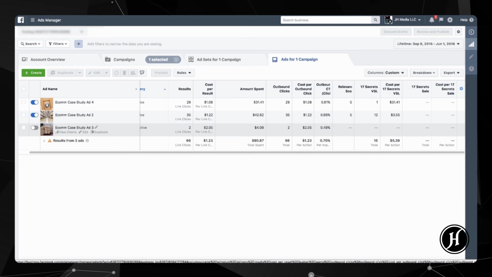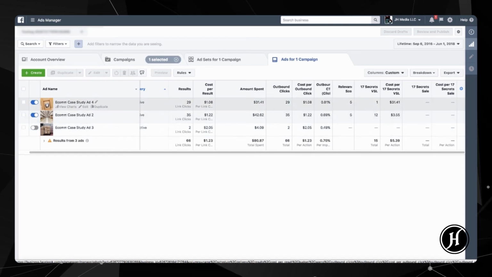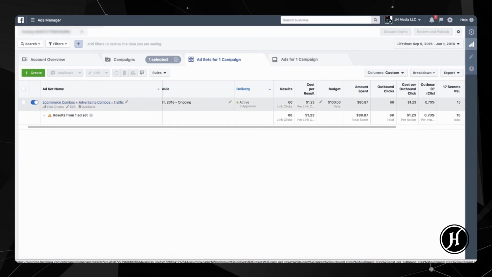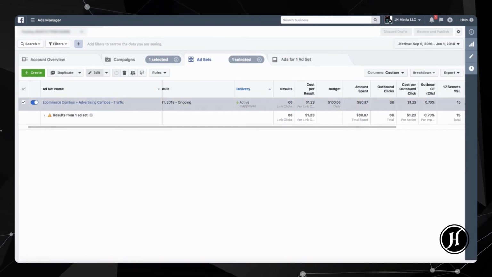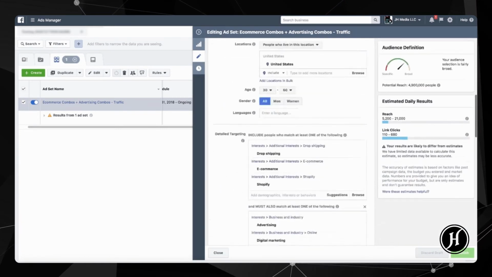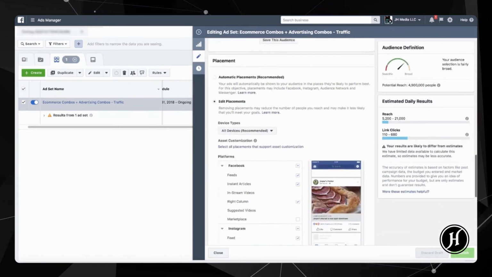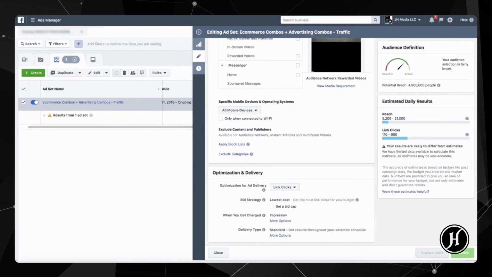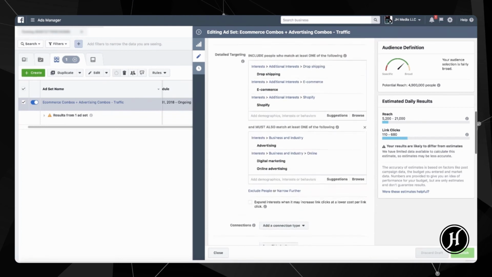So now what I'm going to do is let this one run and see if I can get sales from 17 Secrets. But the ad set, it's the same targeting, okay? So it's the exact same targeting, same audience. I just moved it to a traffic objective, lowered the budget to $100 a day, and then I set the optimization to link clicks, which it automatically does lowest cost. I did no bid cap. So here's how you can see where the audience is. All right, so that's what I've done.